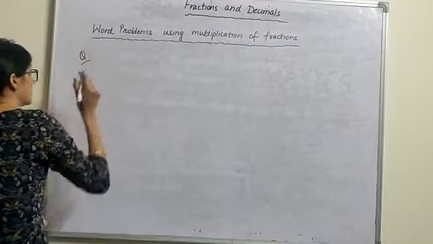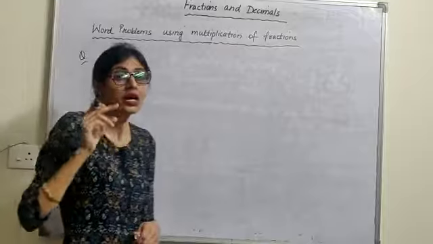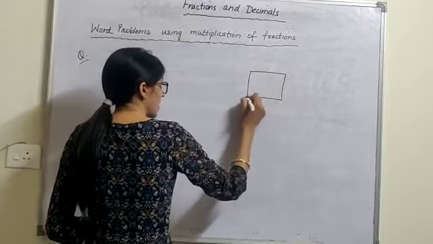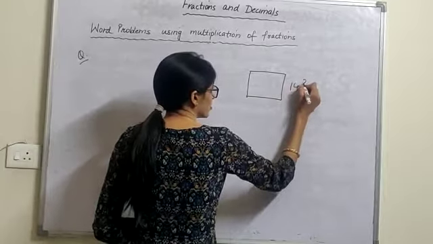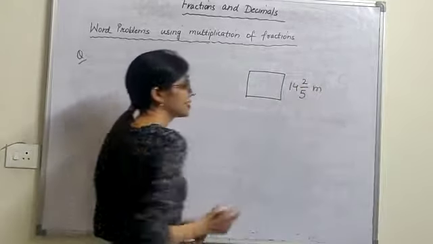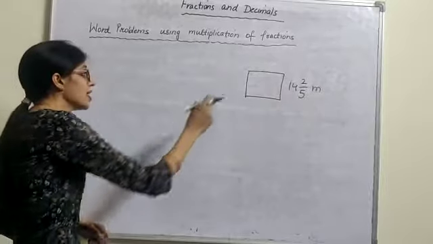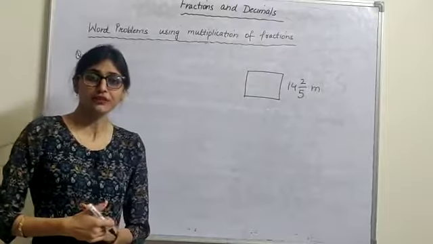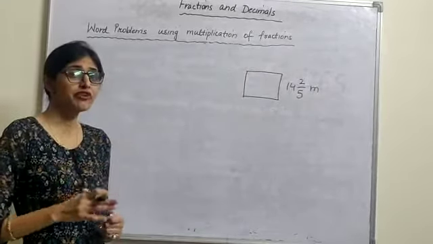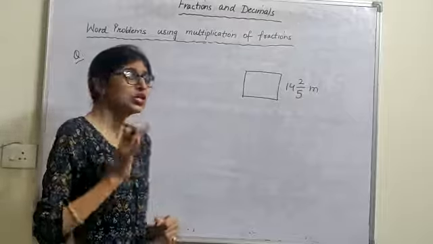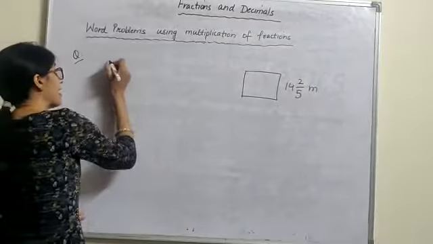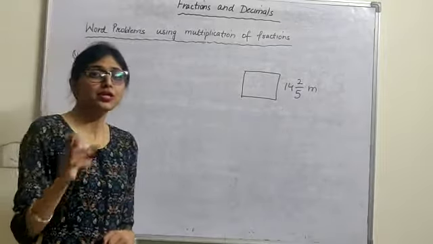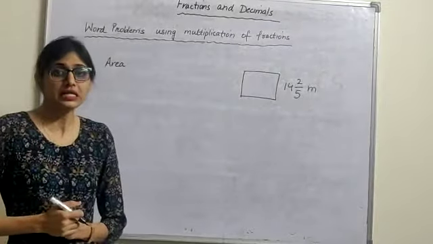Our first question is, suppose you have been given a square field, and one side of the square field is given to you. You know that in a square field all the sides are equal. So you have to find out the area. In the question, the area of the square field is asked.